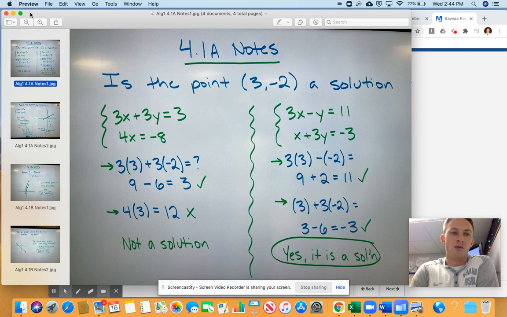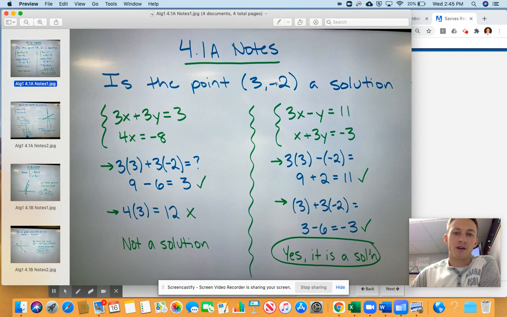All right, Algebra 1, we are starting chapter 4 with 4.1. We have systems of equations. A system of equations is just a pair of equations that go together. Sometimes they have the same solution, sometimes they have no solution, and sometimes they have infinite solutions, depending on the lines. Here in our first example, we have the question: is the point (3, -2) a solution to this system? And then later we'll get onto this system.